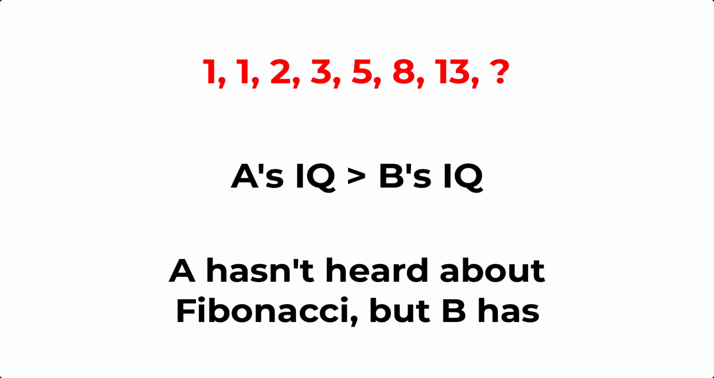Now imagine that there are two people taking these tests, A and B, and A's IQ is actually greater than B's IQ. However, A hasn't heard about the Fibonacci number sequence, but B has. So what's going to happen here is that B will immediately realize that this is just the Fibonacci numbers. So the next number is going to be 21. So very fast, B is going to solve this. A, however, who hasn't heard about Fibonacci, is going to probably spend a little bit more time to figure this out and then realize that any number is equal to the sum of the two preceding numbers. So 1 plus 1 is 2, 1 plus 2 is 3, and 8 plus 13 is 21. The final number is 21.